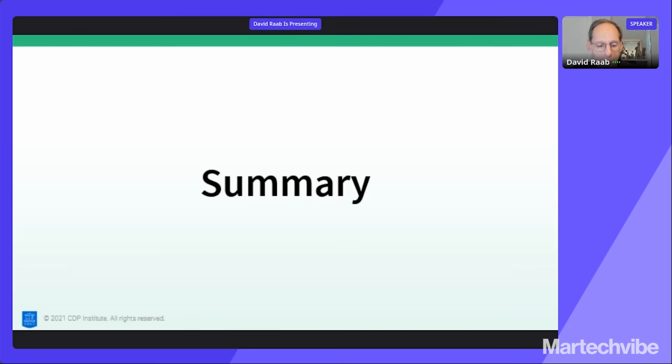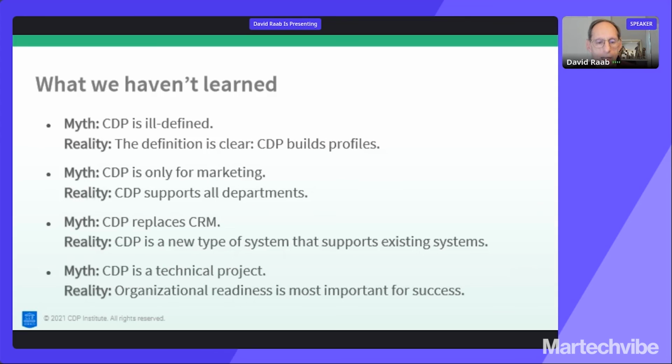Here's our summary. So we talked a little about what not to do. What have we learned? What are some myths? Myth: nobody knows what a CDP is, CDP is ill-defined. No, the definition is clear. CDPs build profiles. Myth: CDPs are only for marketing. No, they support all departments. We saw that.